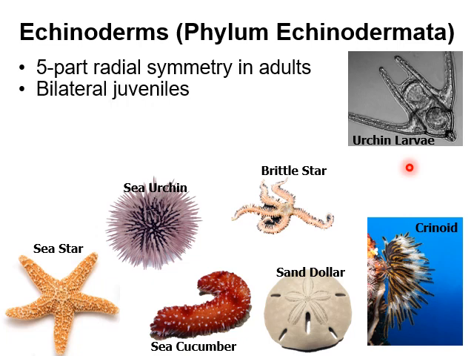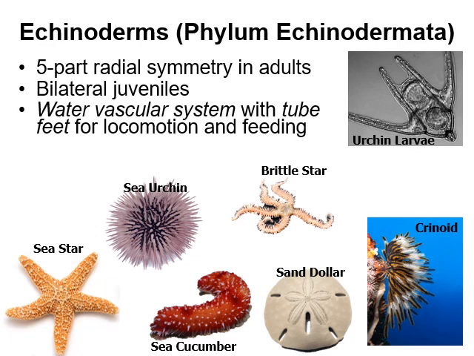However, where they are very different from the others is that they're actually bilateral as juveniles. So when they're very small larvae, they actually have 2 sides. They're actually bilateral. If you look at this urchin larva up here, you can see it's got a left side and it's got a right side. So it is very much a bilateral organism. But this urchin will grow up to something like this that has radial symmetry. So they undergo a very major metamorphosis where they change from being bilateral into being radial.